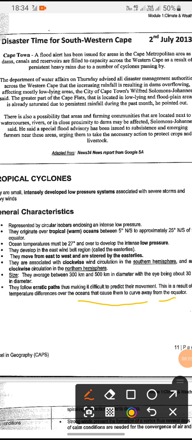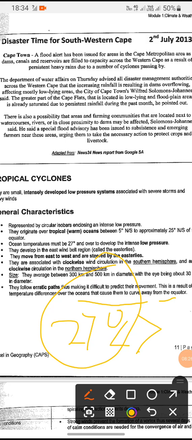Remember, you will understand this last statement when we are doing the conditions necessary for the formation. In order for a tropical cyclone to form, it needs an ocean with a temperature greater than 27 or 26.5 degrees in order for them to start to rotate.